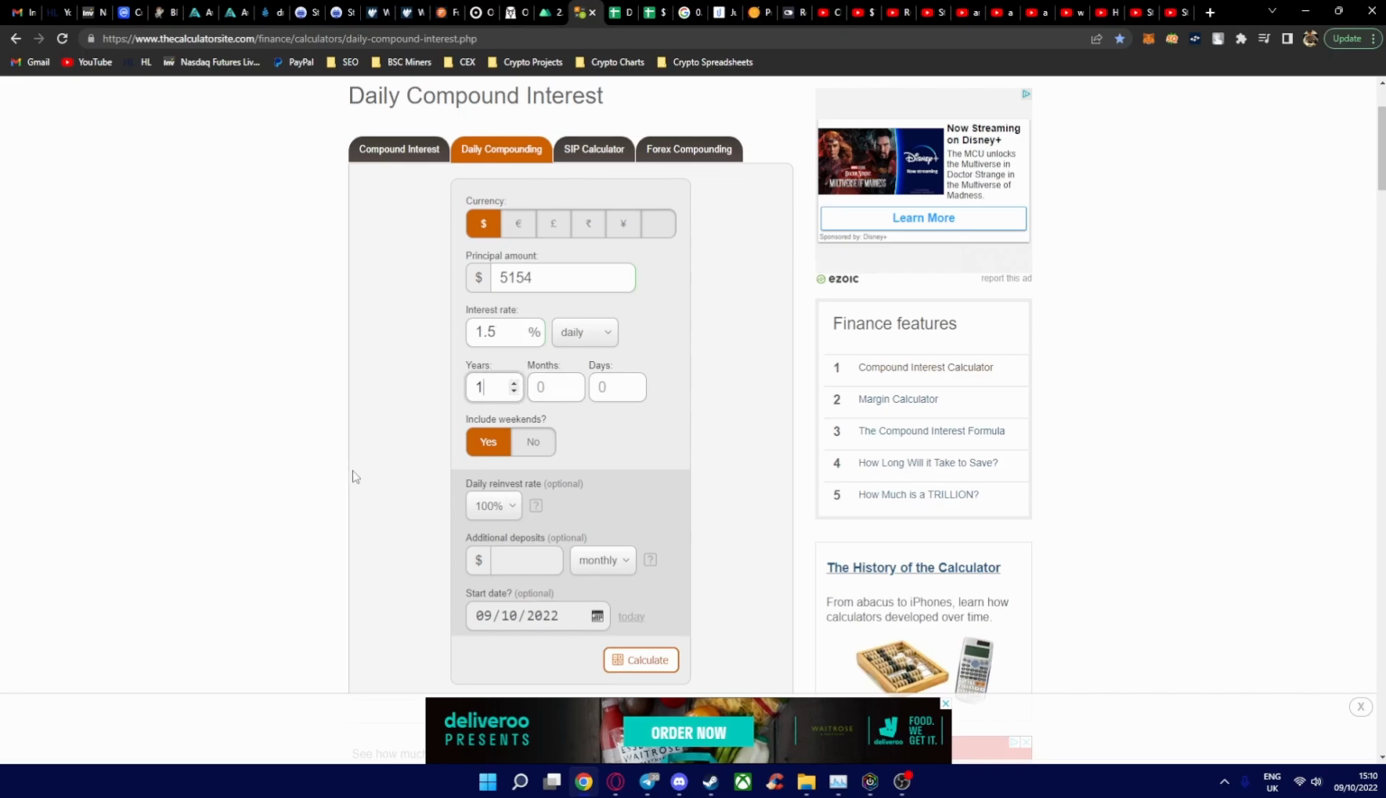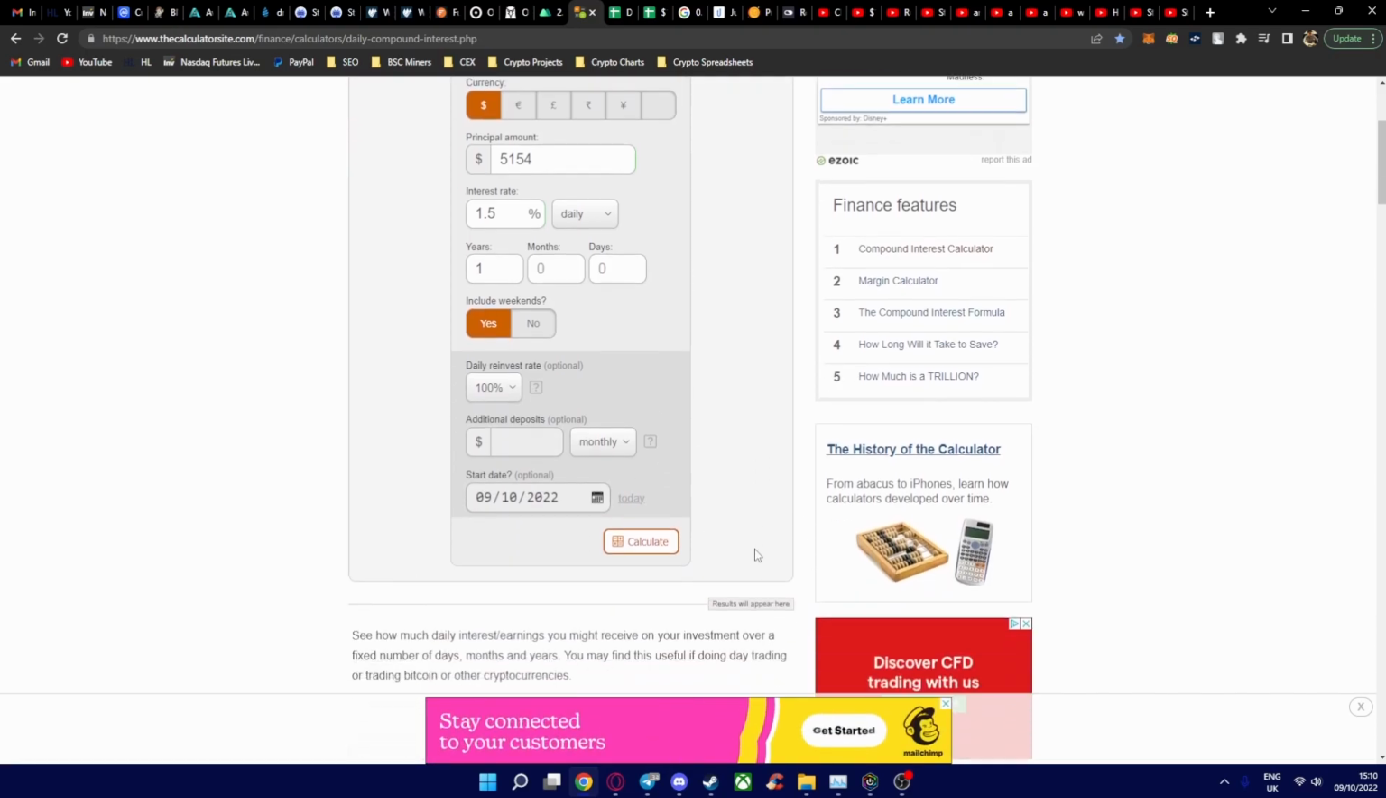So yeah, you can do any additional deposits you want to do. If you have a fixed amount that you want to include per month or daily or weekly, depending on your situation, put that in and it will calculate it. Start date is today's date, and here we go.